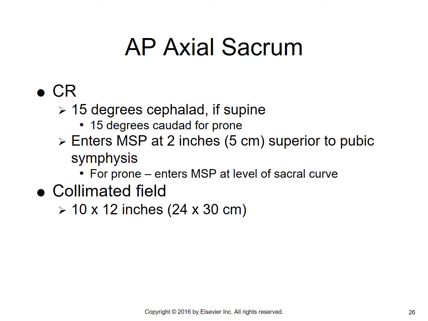Central ray: for the sacrum, you're going to angle up, so 15 degrees cephalad. If they're prone, however, then you're going to have to angle in the opposite direction. But for the AP axial, you're going to angle in a cephalad direction. You're trying to take that curved bone and flatten it out on the image. It enters the MSP 2 inches superior to the pubic symphysis. For prone, it enters the MSP at the level of the sacral curve. There's a collimated field of about 10 by 12 inches.